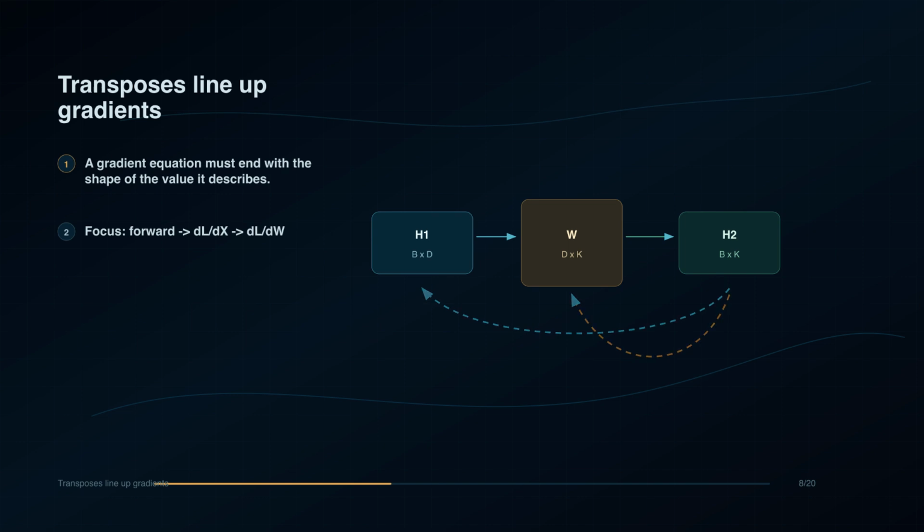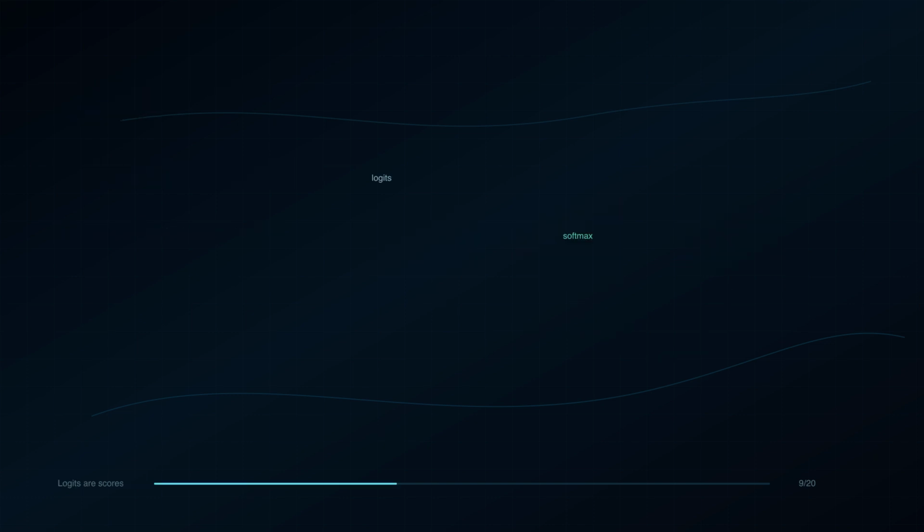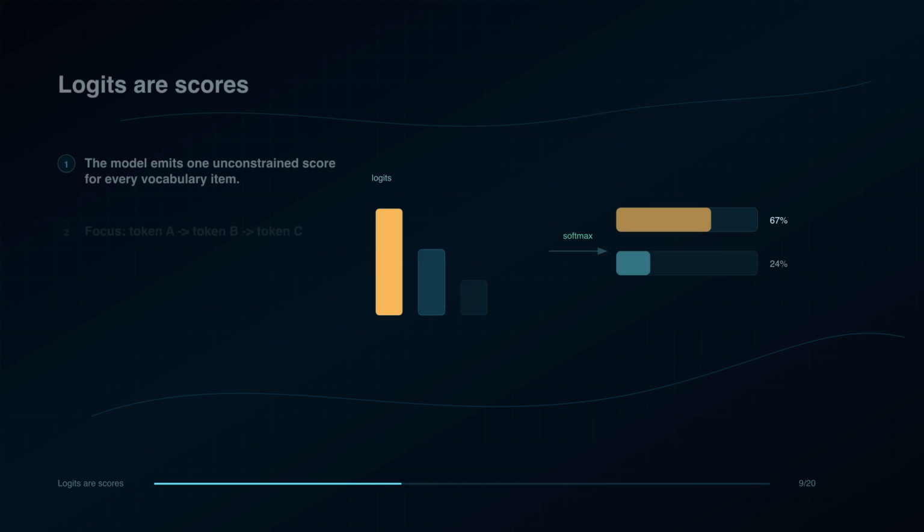The transpose symbols that appear during backpropagation are not arbitrary decoration. Matrix multiplication requires the shared dimensions to line up. In the forward pass, x times w maps d input features to k output features. When we later ask how the loss changes with respect to x or w, we must align the same axes in a different order. Transposes place the shared dimensions where the multiplication can consume them. A reliable way to check a gradient equation is to ignore the calculus for a moment and verify that its output shape matches the thing whose gradient we want.